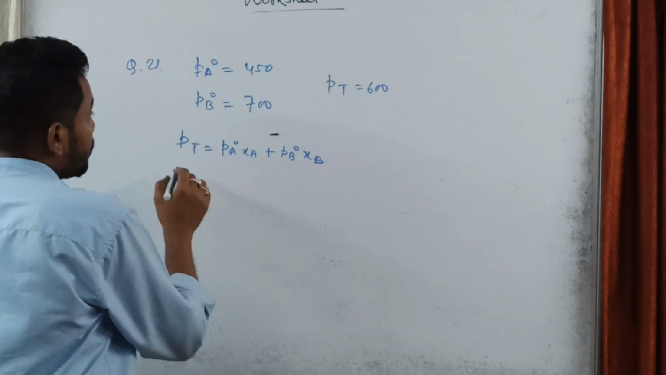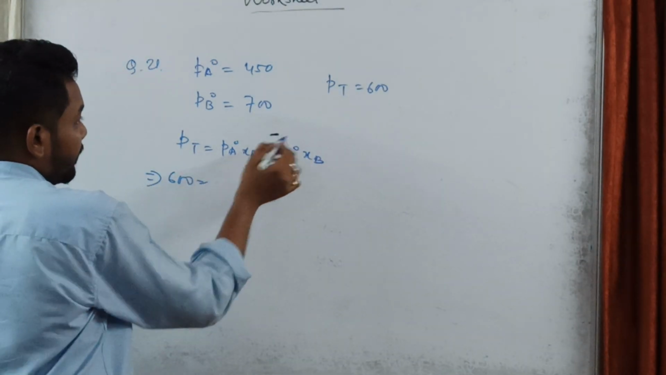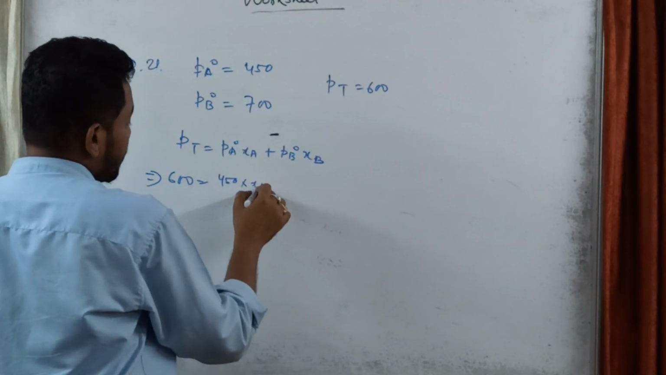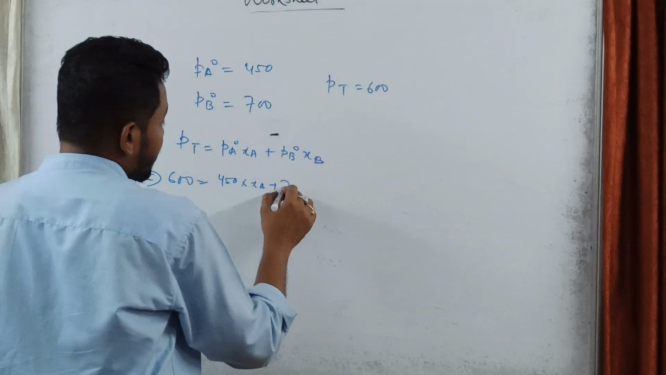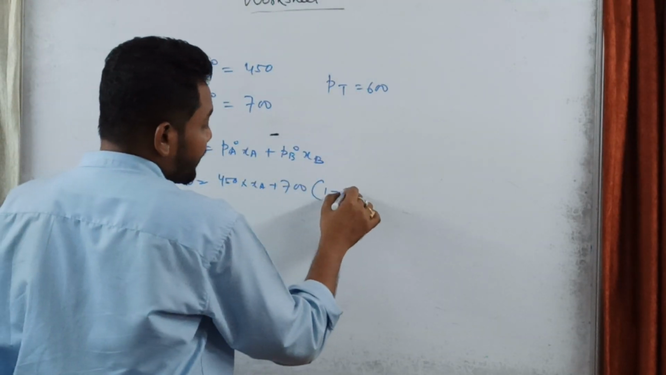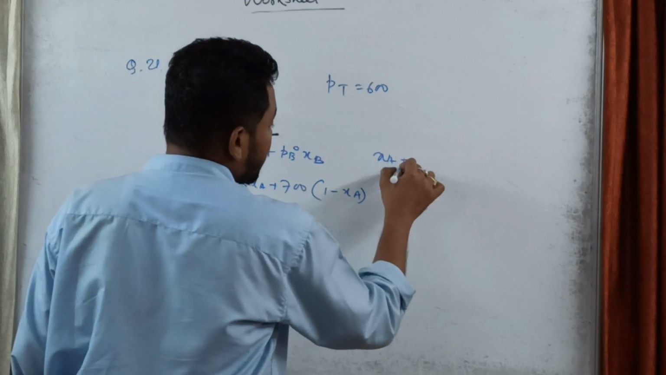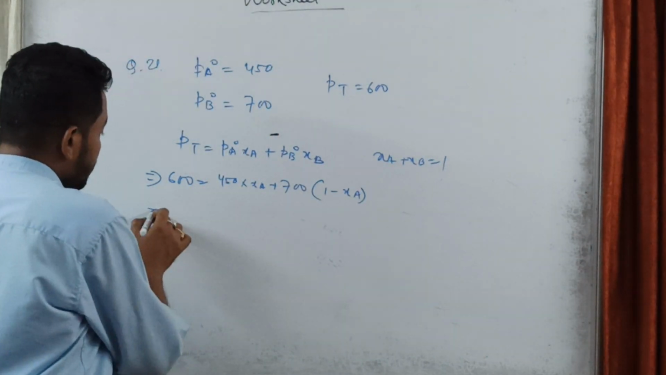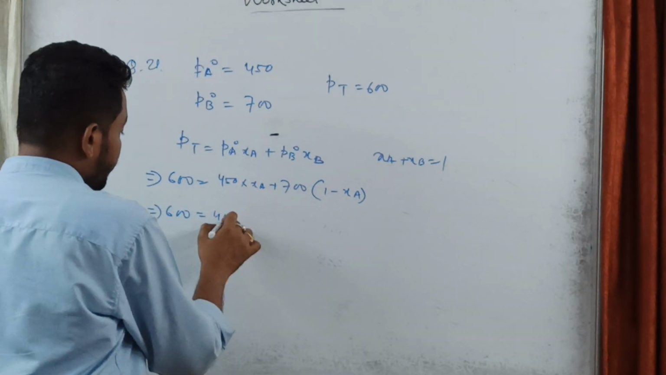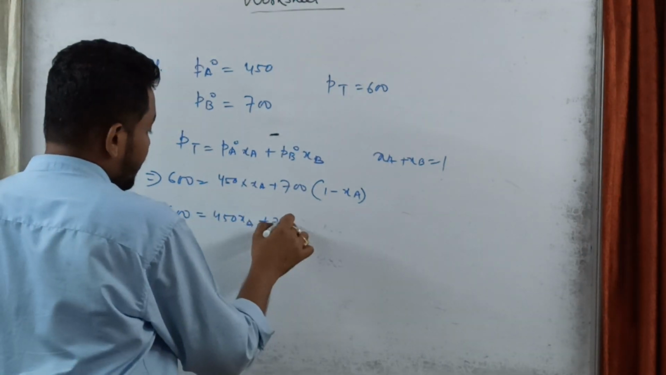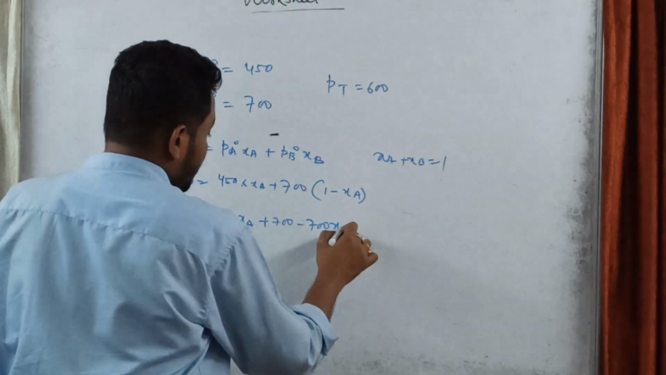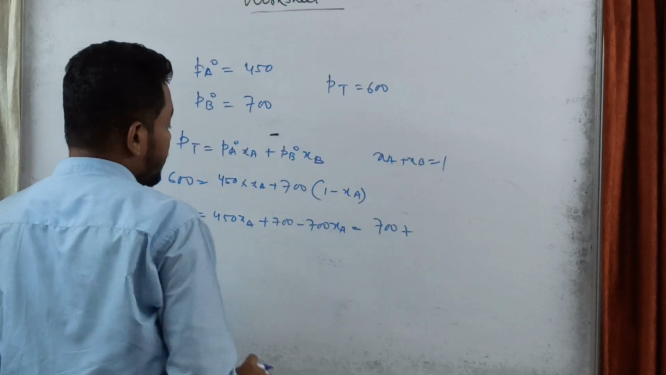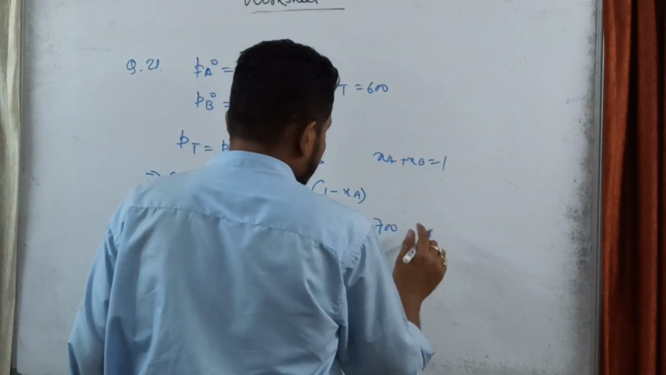That is the relation. Now the total is 600, already given, PA0 is given as 450 into XA, and PB0 is given as 700. Now XB you can write as 1 minus XA, because you all know that XA plus XB equals 1. Yes or no? Now 600 equals 450 XA plus 700 minus 700 XA. Now you can see it is coming out to be 700 plus 450 minus 700, which means minus 250 XA.